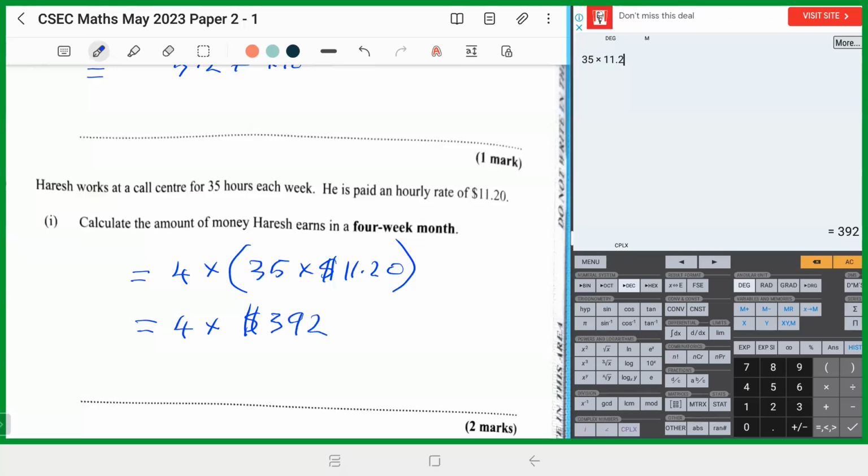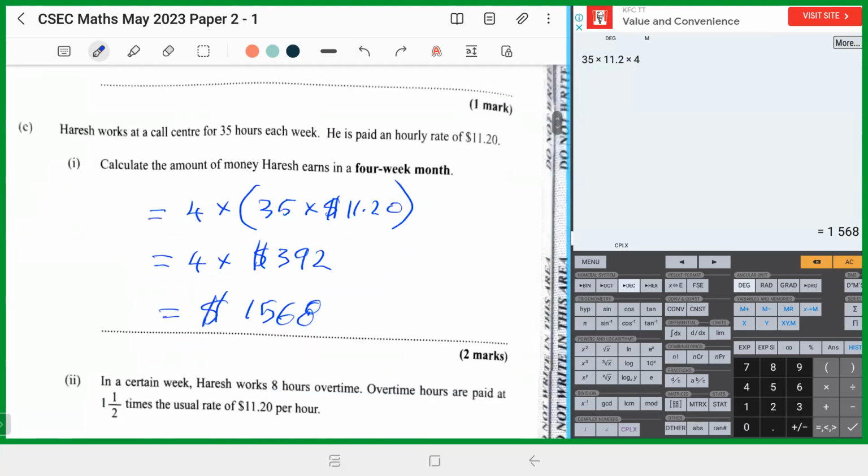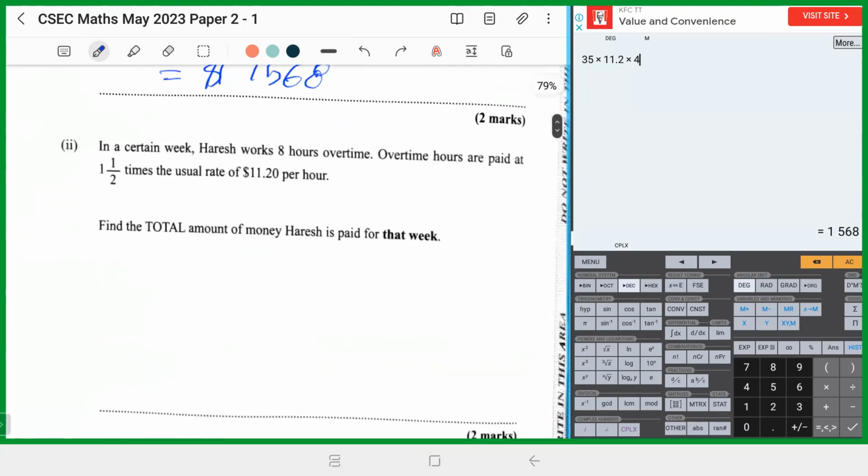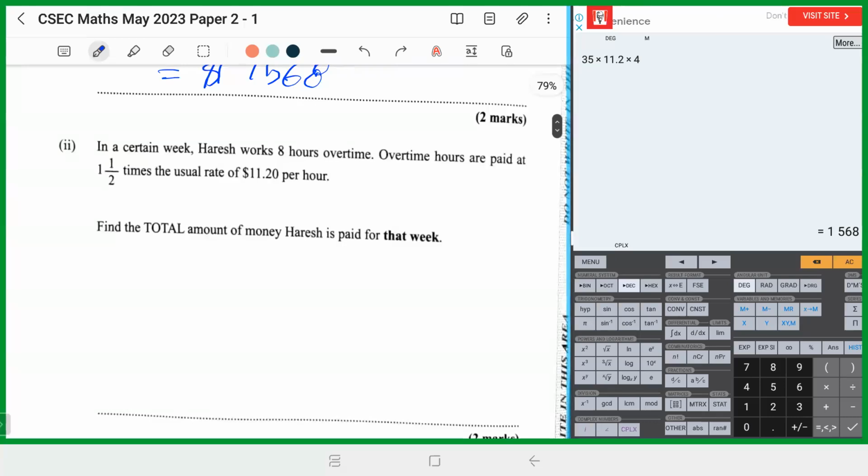So this is a weekly pay, but they wanted 4 weeks, right? So we're going to multiply that by 4, and that is 1,568. That's for a month, 4 weeks. Remember now, the weekly pay is this amount if we want to use the weekly pay, 392. All right. Next question says, in a certain week, see, going back to a week.